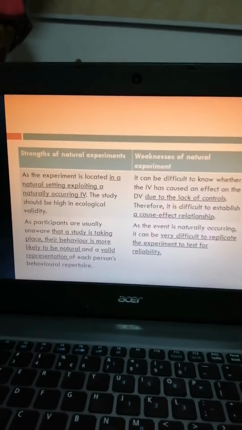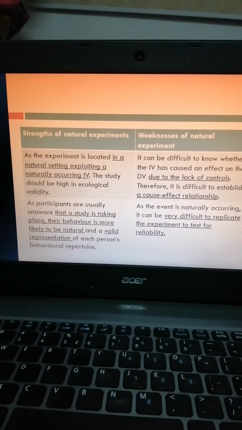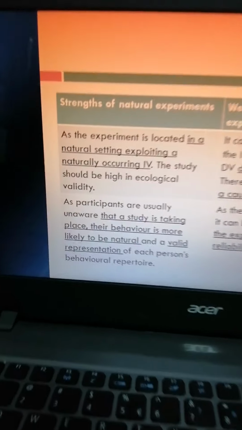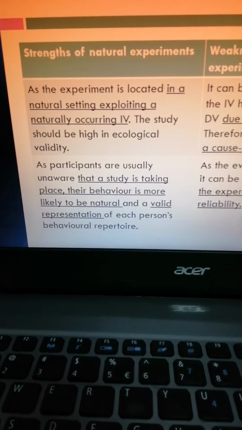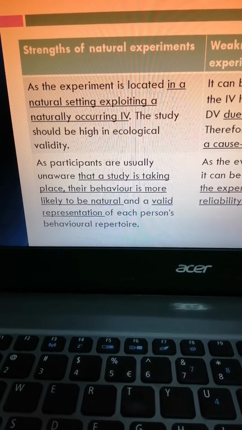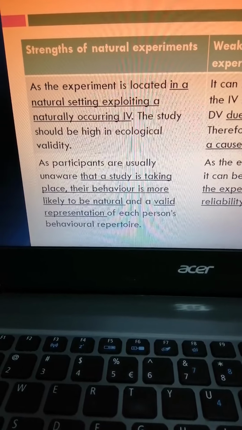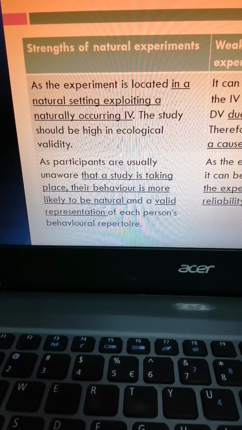Okay, so let's look into the strengths as well as the weaknesses of using a natural experiment. Okay, the first one is the strength. Number one, as the experiment is located in a natural setting, exploiting a naturally occurring IV, it should be high in ecological validity.